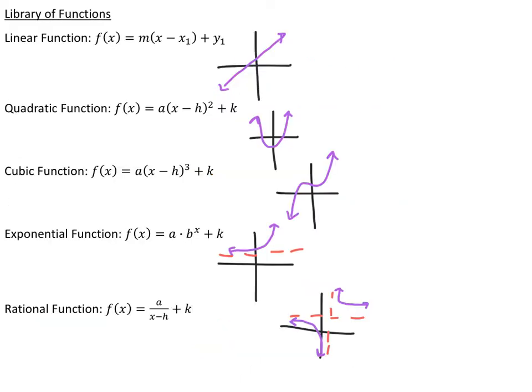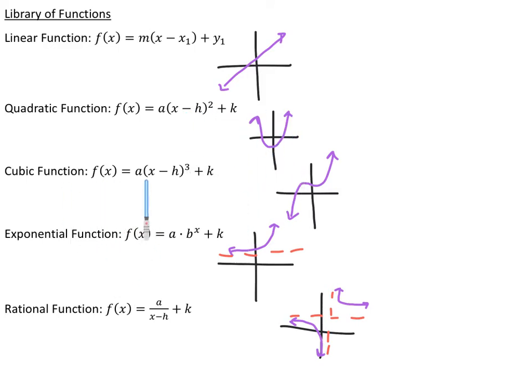Here is a list of parent functions that are useful to know and little sketches of them just to refresh, since we haven't talked about them much this year. So you have your linear function f of x equals m, which is your slope, times x minus x1 plus y1, where x1, y1 are any point on the graph. Your quadratic function f of x equals a times x minus h quantity squared plus k. Looks like that. Your parabola.